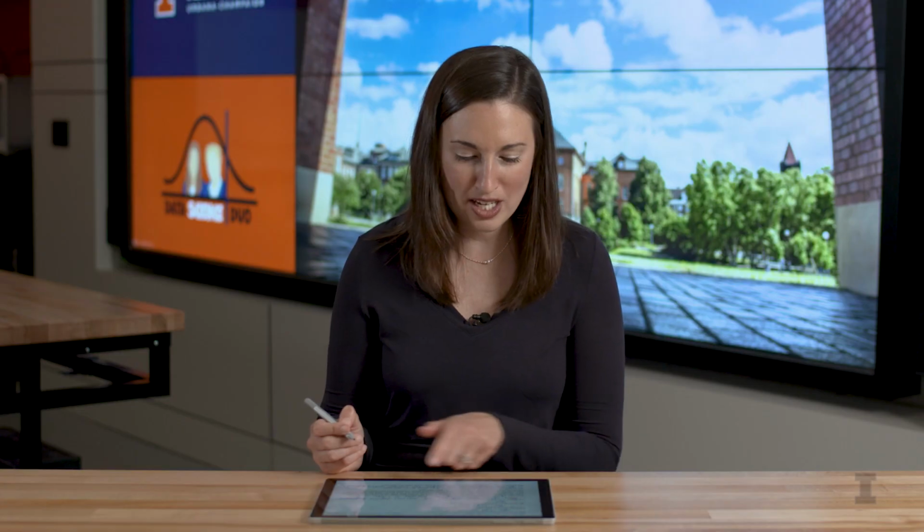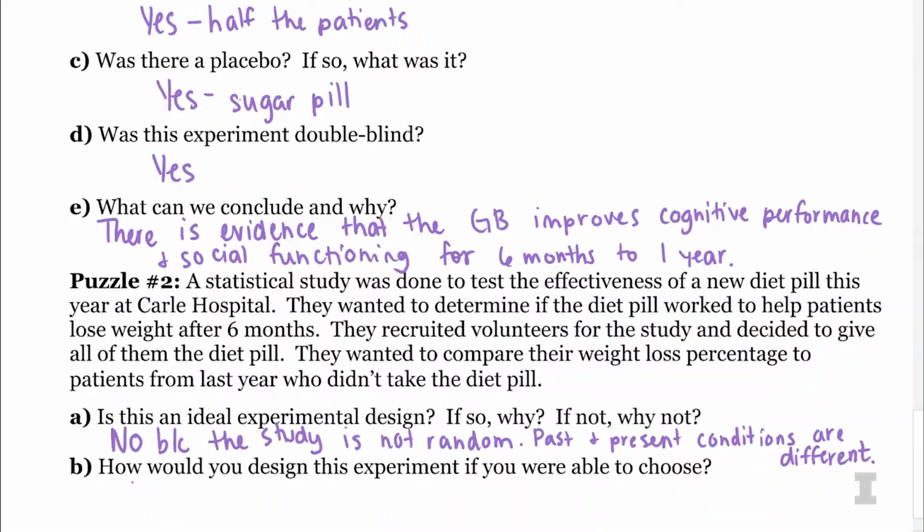So this is an example of a study that is not ideal, but could be made into ideal with a few adjustments. So to answer this question, I'm just going to say that we would use our ideal design, the randomized controlled double-blind experiment.